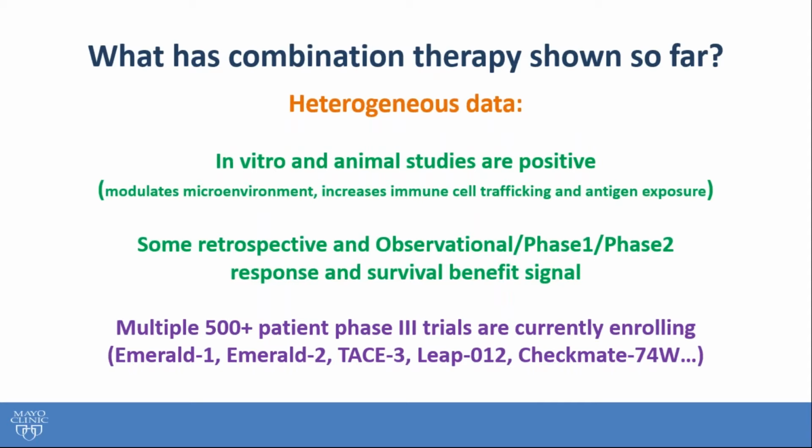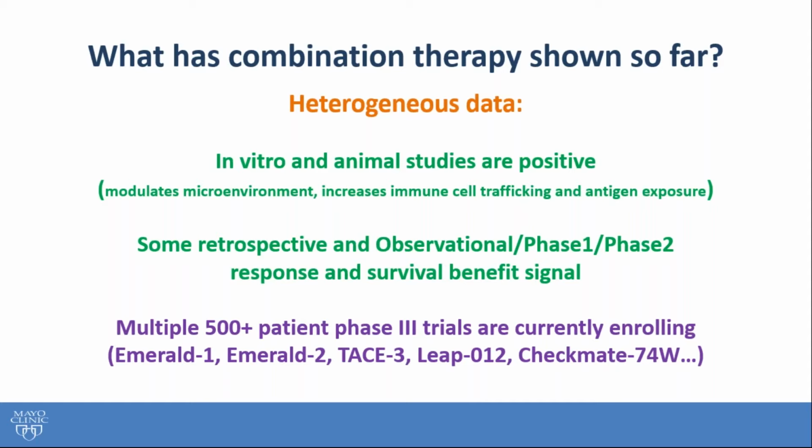So what has combination therapy shown so far? The data is heterogeneous, as can be expected. The in vitro and animal studies have all been positive. Otherwise, you wouldn't be this psyched about it. If we look at what's been done in humans, it's predominantly retrospective and case reports. There's some observational and some phase 1, phase 2 studies. And certainly there's some response and survival benefit signal, but it doesn't really match what we would have 100% anticipated in vitro, which means that we're missing a piece of the puzzle.